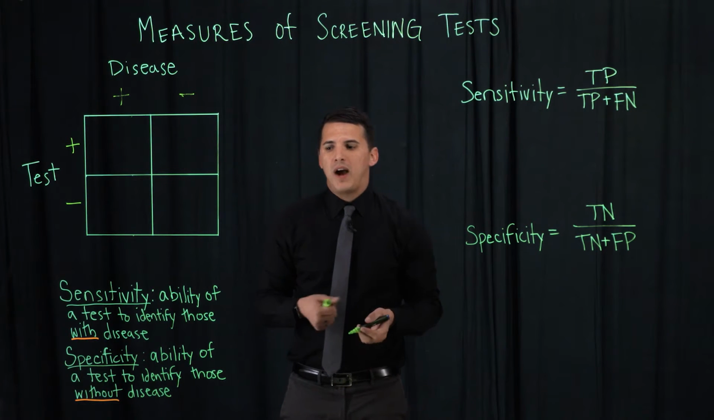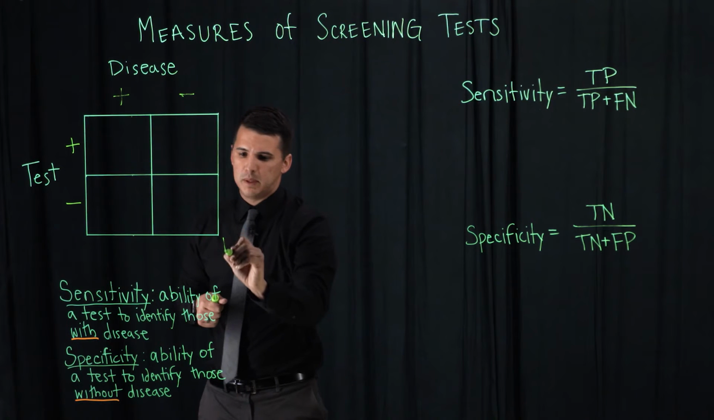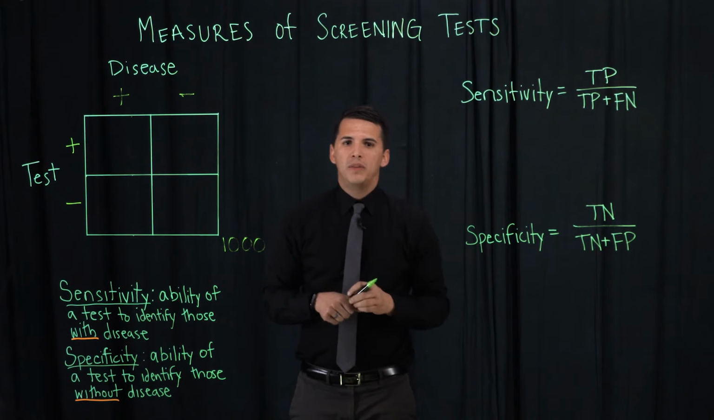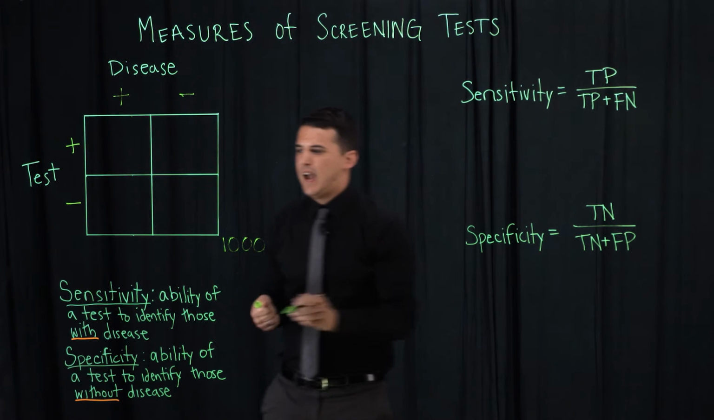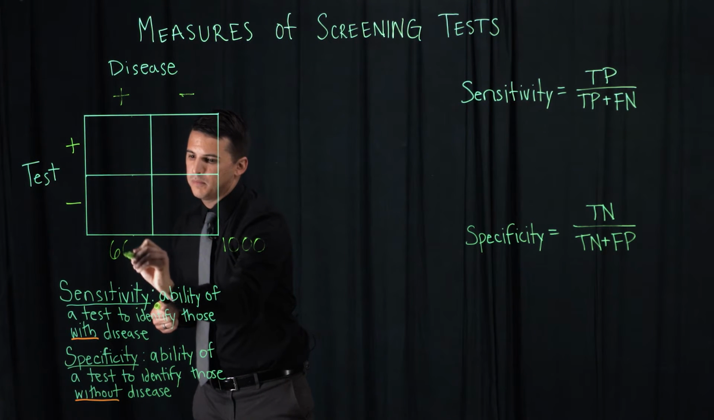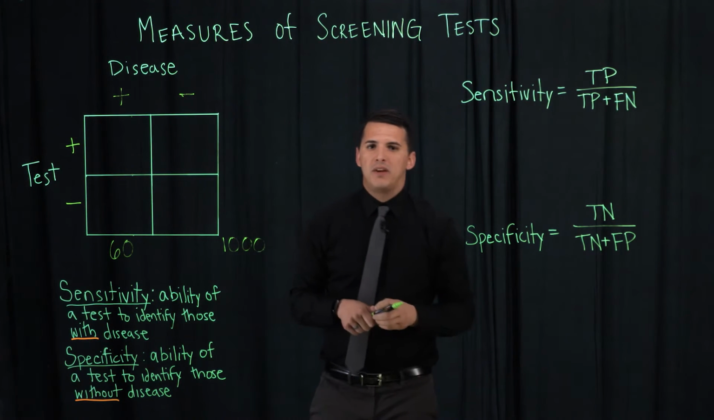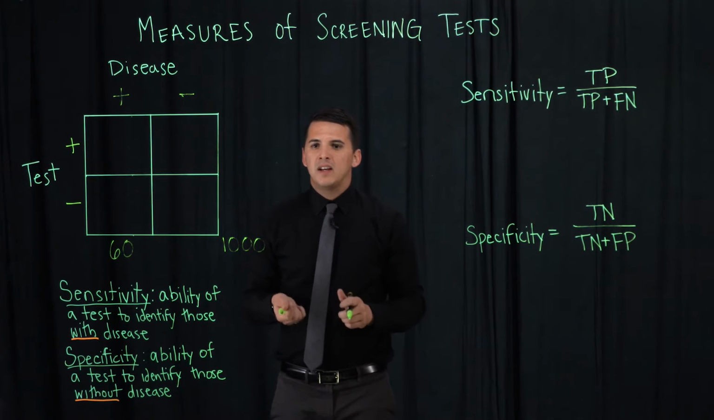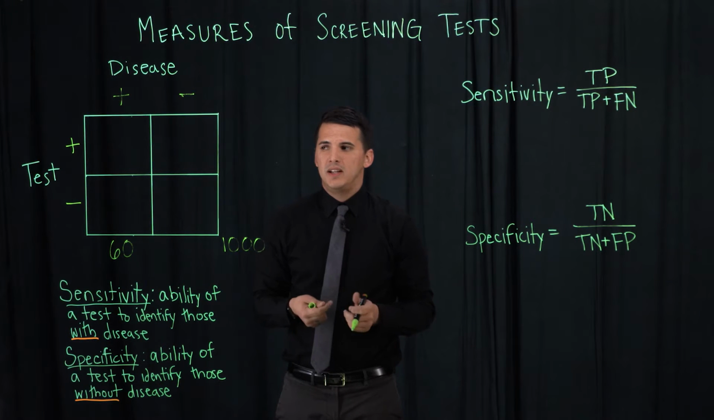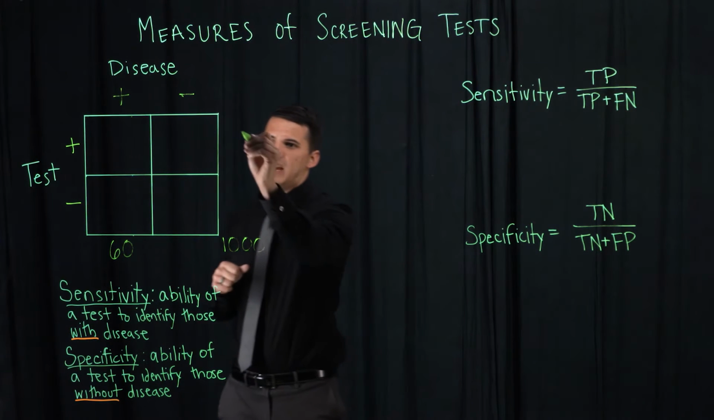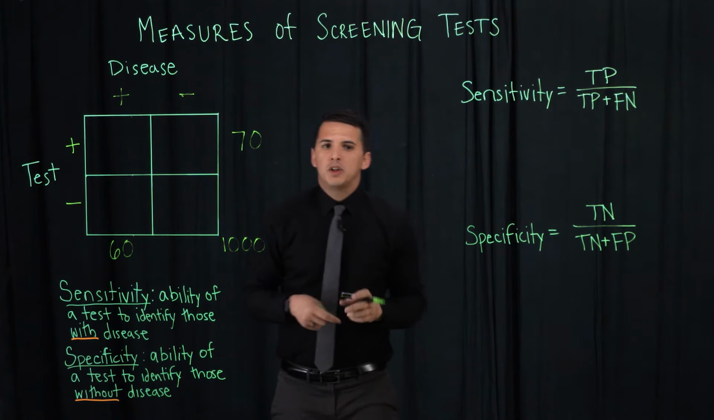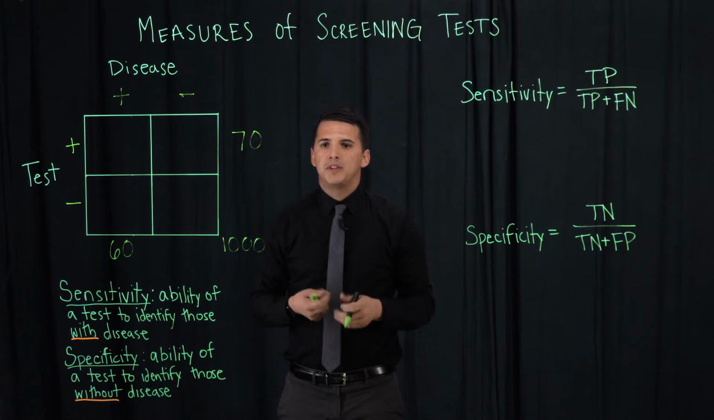So if we start out with a hypothetical population of 1,000 people, and we know that 60 of those 1,000 have the disease of interest, that would give us an overall prevalence of 6% in that population that we're working with. And then among those that we test on this screening test, we come up with 70 people who test positive on our screening test.